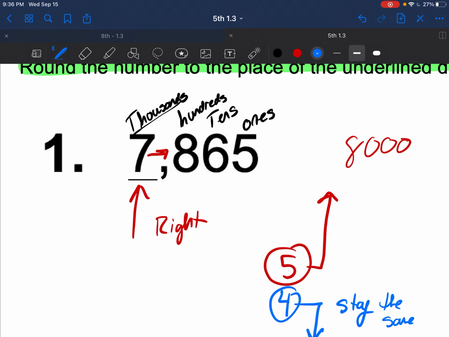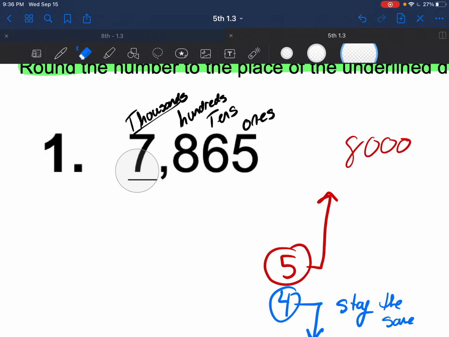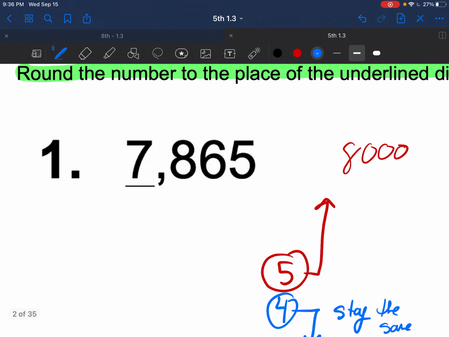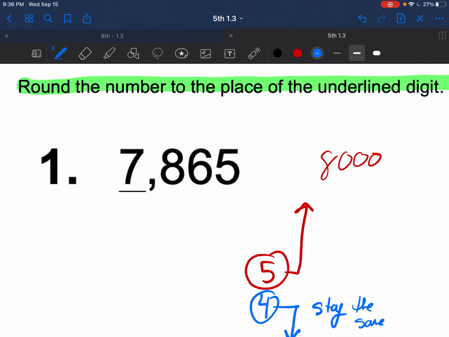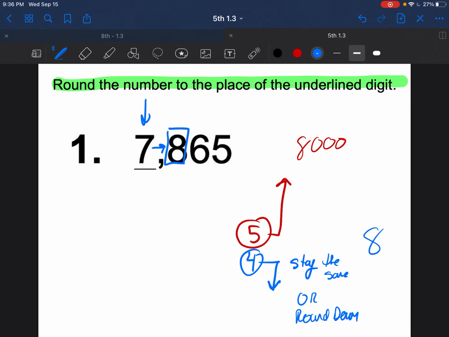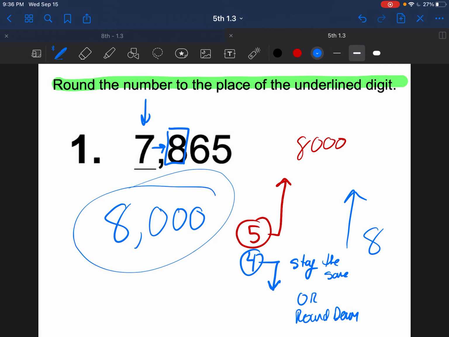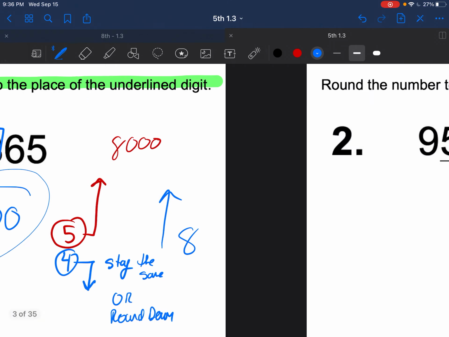Okay, so let's take a look. Let's see if we can follow the rules. We have to round this to the nearest place value of the underlined digits. So we've got to round this to the 7,000, right? We just got to look to the number to the right. Here's the 8. Now let me ask the question. Is 8 bigger than 5 or smaller than 4? Well, it's bigger than 5. That means we're going to round up. So the nearest number we're going to round to is going to be 8,000.